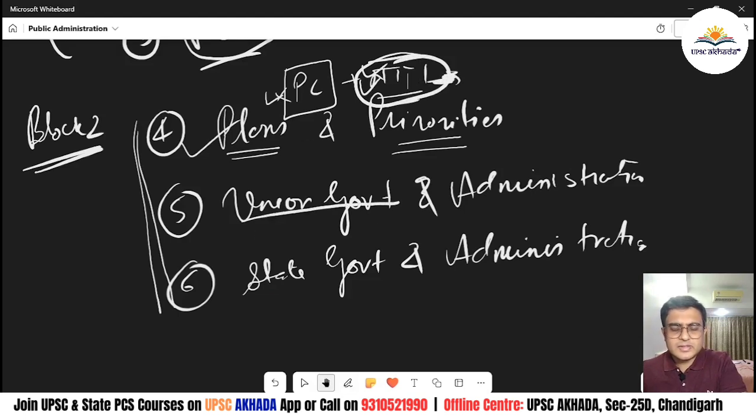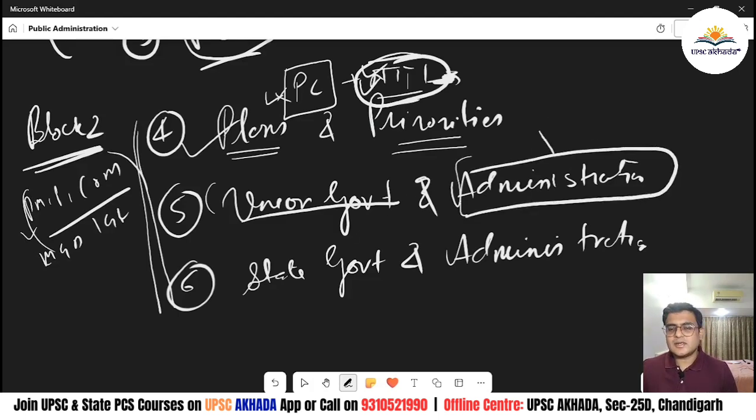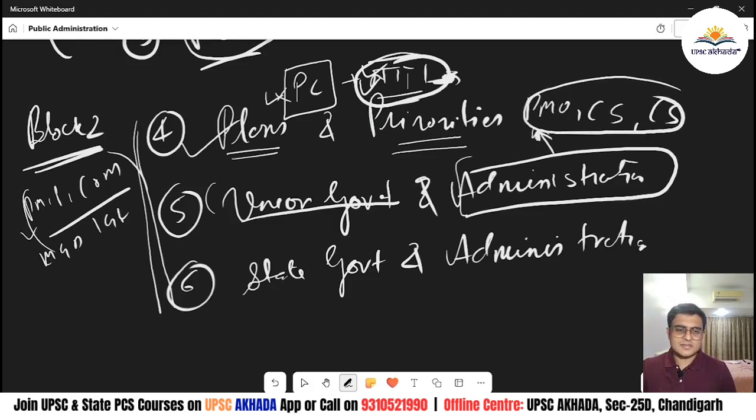Now, union government includes what? You know Lakshmikant, you are thorough with Lakshmikant, or will be thorough with Lakshmikant. So union government deals with the Prime Minister, President, the Council of Ministers, and ministries and departments, etc. Intergovernmental relations, this chapter includes this. But the chapter also says union government and administration. So administration in the union government is what? Prime Minister's Office, Cabinet Secretariat, Central Secretariat. So these aspects this chapter covers.